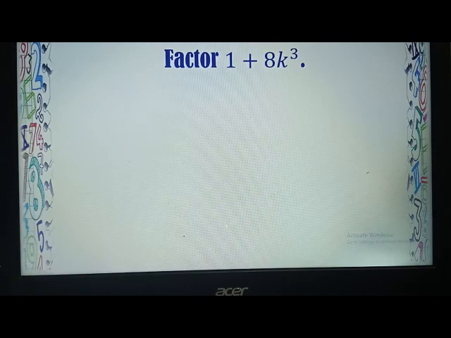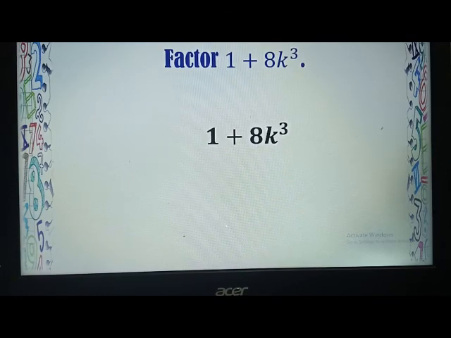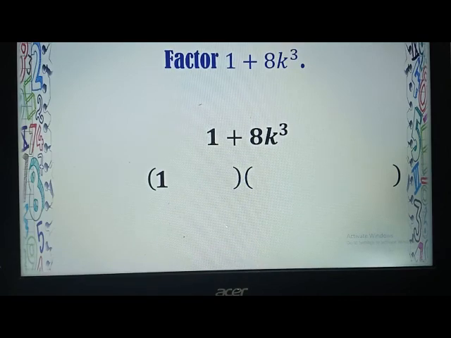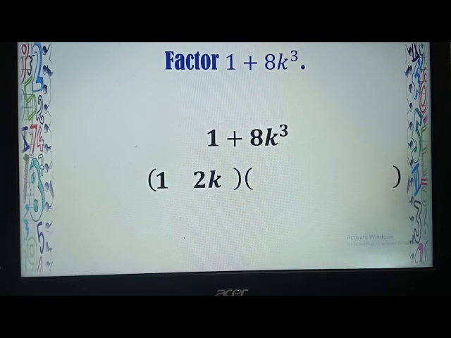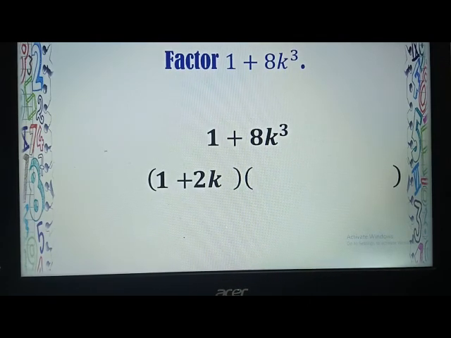For example, factor 1 plus 8k cubed. This time it's a sum of 2 cubes. So again, we have a binomial and trinomial factor. The first term of the binomial factor is simply the cube root of 1, and that is 1. Cube root of 8k cubed, cube root of 8 is 2, and cube root of k cubed is k. So we have 2k. Copy the sign, we have plus. And then, if that is plus, this should be minus, and the last term should be plus.